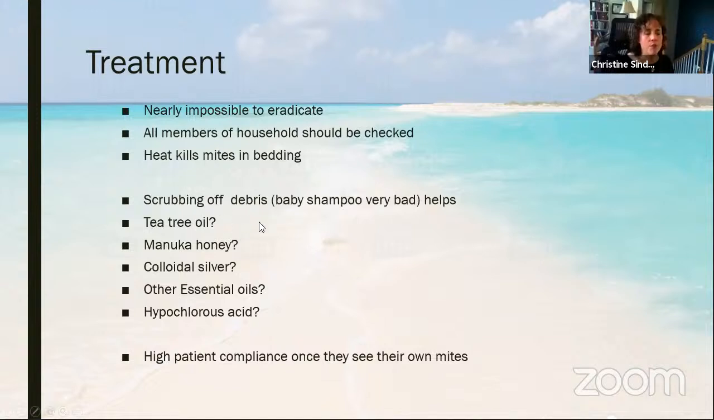Certainly scrubbing off the debris is very helpful. Doing any sort of oil or compress beforehand will help soften it so that you can get that debris off. I tell people it's like getting your fingernails done. You can soak it in water, or you can put cuticle oil on it, but you still need to get the dead skin cells off of there. Baby shampoo has been used or recommended for a very long time. That is no longer recommended because baby shampoo is very bad for the surface of the eye.